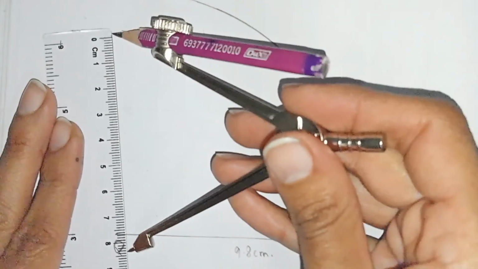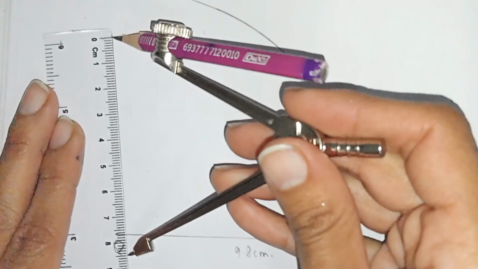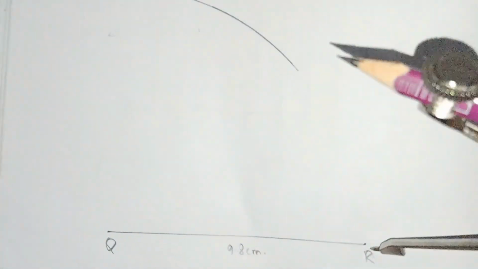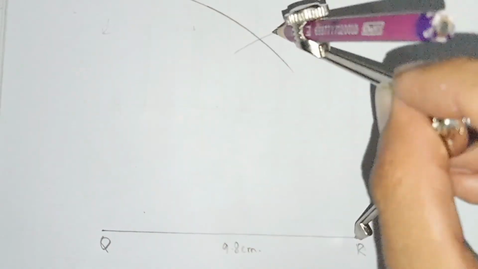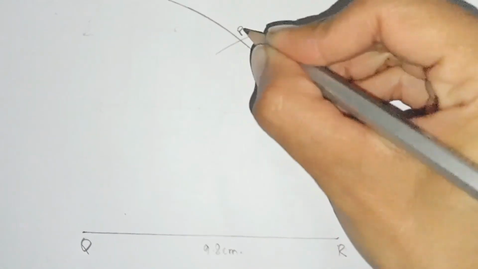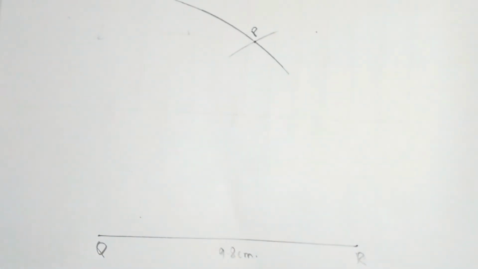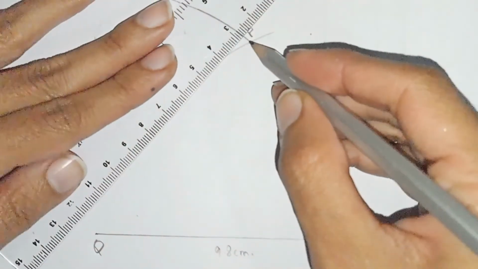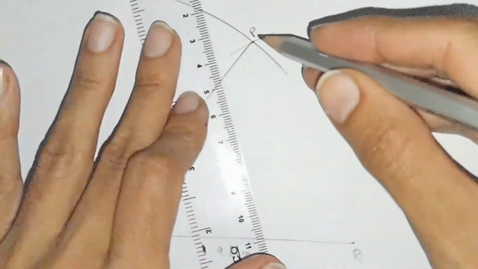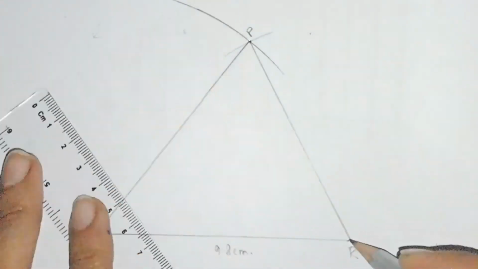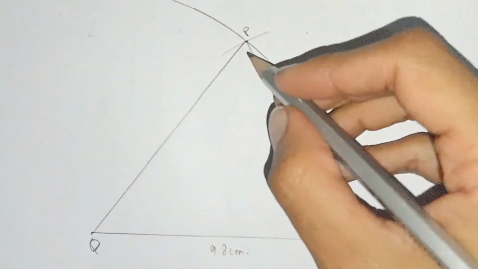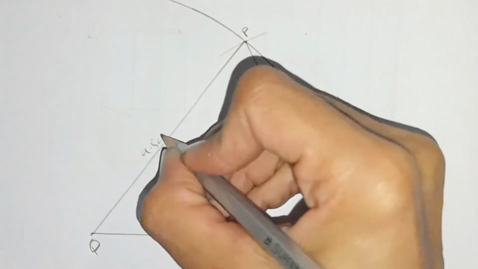At point R we have to draw the line 8.5. Open the compass 8.5 and draw the arc from point R. It cuts at point P. Now joining this point, we get the required triangle. And this PR is equal to 8.5 centimeter and PQ is equal to 9.5 centimeter.